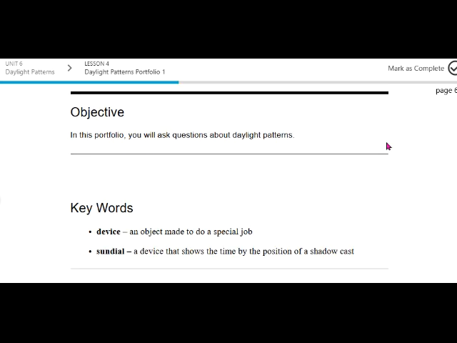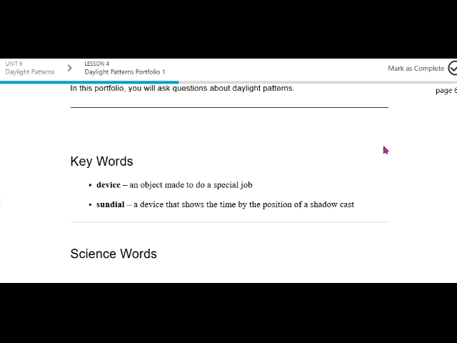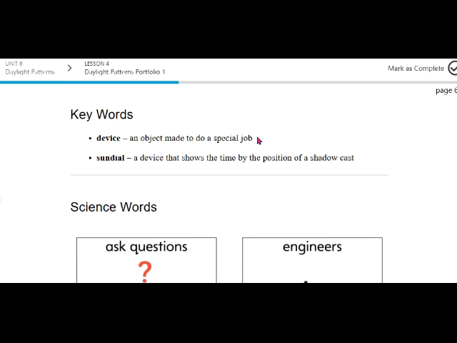Here's a new objective. In this portfolio, you will ask questions about daylight patterns. That's how we're going to begin in our science journal together. Here are some new keywords: device, an object made to do a special job, and sundial, a device that shows the time by the position of a shadow cast.